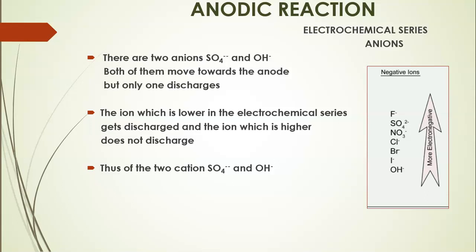Thus, of the two anions, sulfate and hydroxyl ions, the hydroxyl ions get discharged and oxygen gas is liberated at the anode. So, because of the electrolysis of aqueous copper sulfate, we have copper at the cathode and oxygen at the anode. Let us see how we can write this equation.